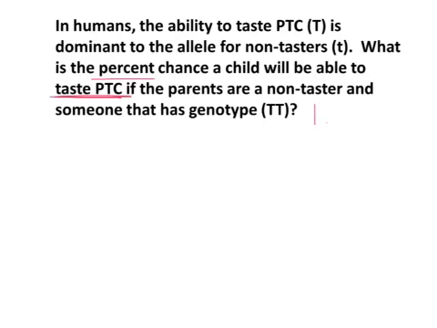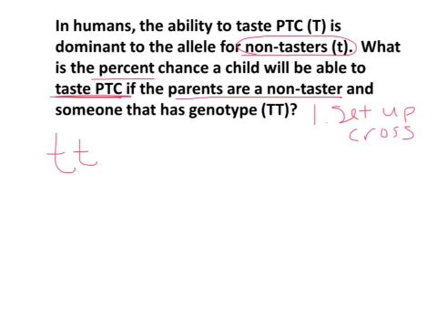Remember, my first thing here is I need to set up my cross. My parents are a non-taster and a taster. Non-tasters are recessive, so for my parent to be a non-taster, they have to be little t, little t. Otherwise, if there's any big T in there, they'd be a taster. So they're little t, little t. And the other parent is a big T, big T. So there's my other parent. Now I'm going to set up my Punnett Square. I've set up my cross.